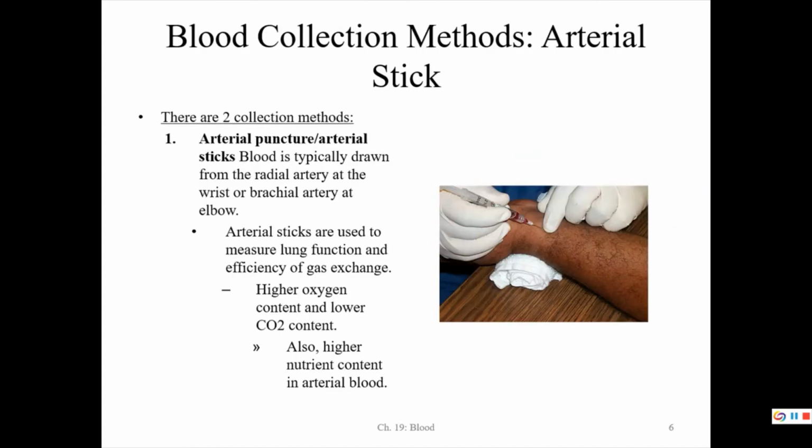Arterial puncture or arterial stick is used usually at a radial artery or the brachial artery at the elbow. So we go to the wrist at the radial artery, or rather the brachial artery at the elbow, and it's used to measure the efficiency of gas exchange at the lungs because of the higher oxygen content, lower CO2 content, and higher nutrient count in the arterial blood.